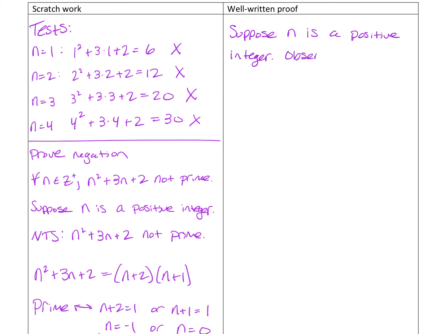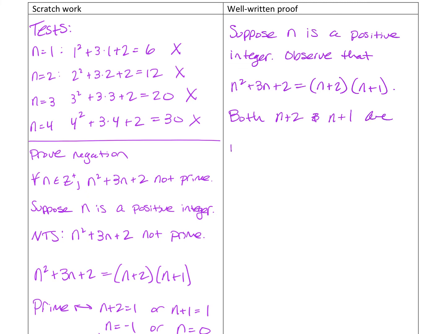Observe that n squared plus 3n plus 2 factors to n plus 2 times n plus 1. Both n plus 2 and n plus 1 are integers that are bigger than 1, right? Because n has to be bigger than or equal to 1, because n has to be a positive integer.